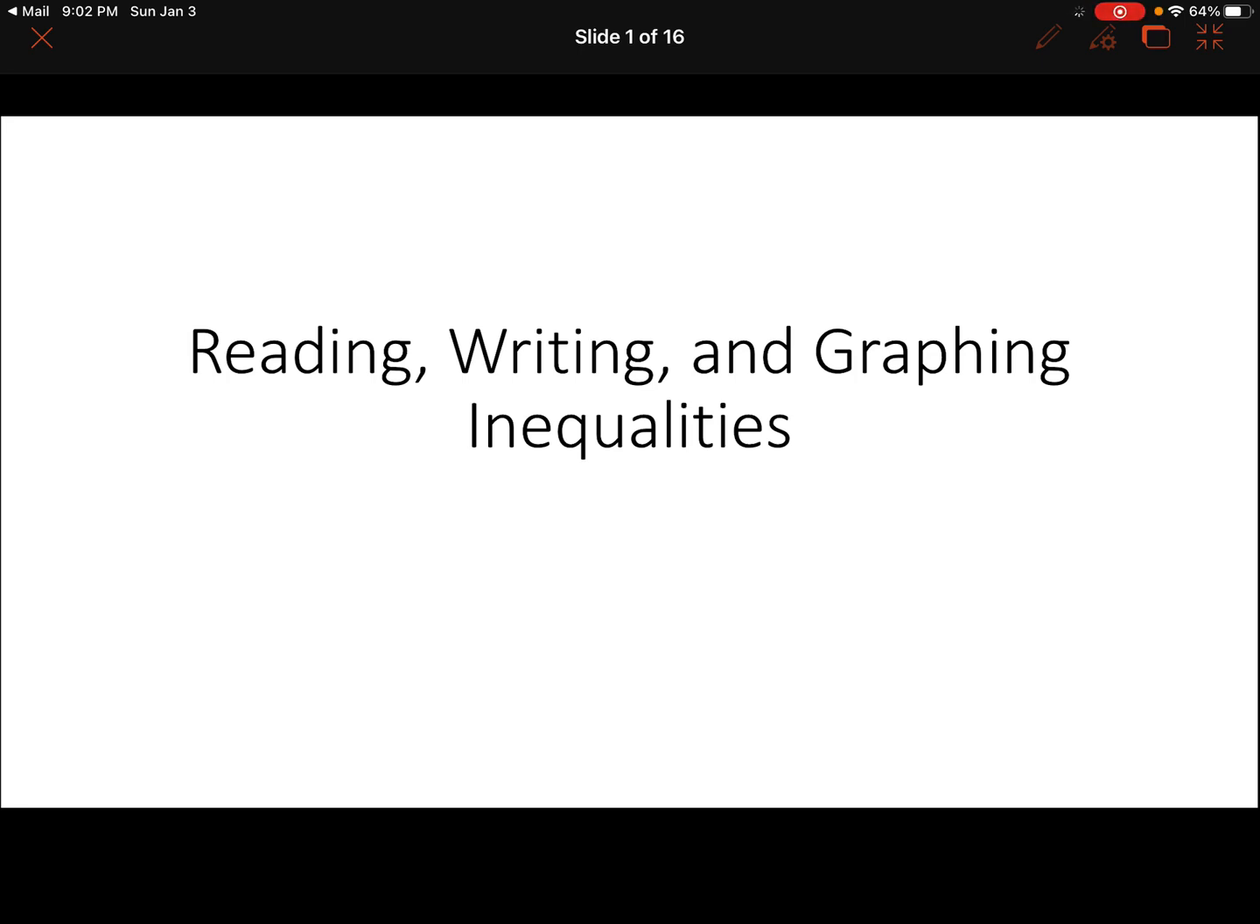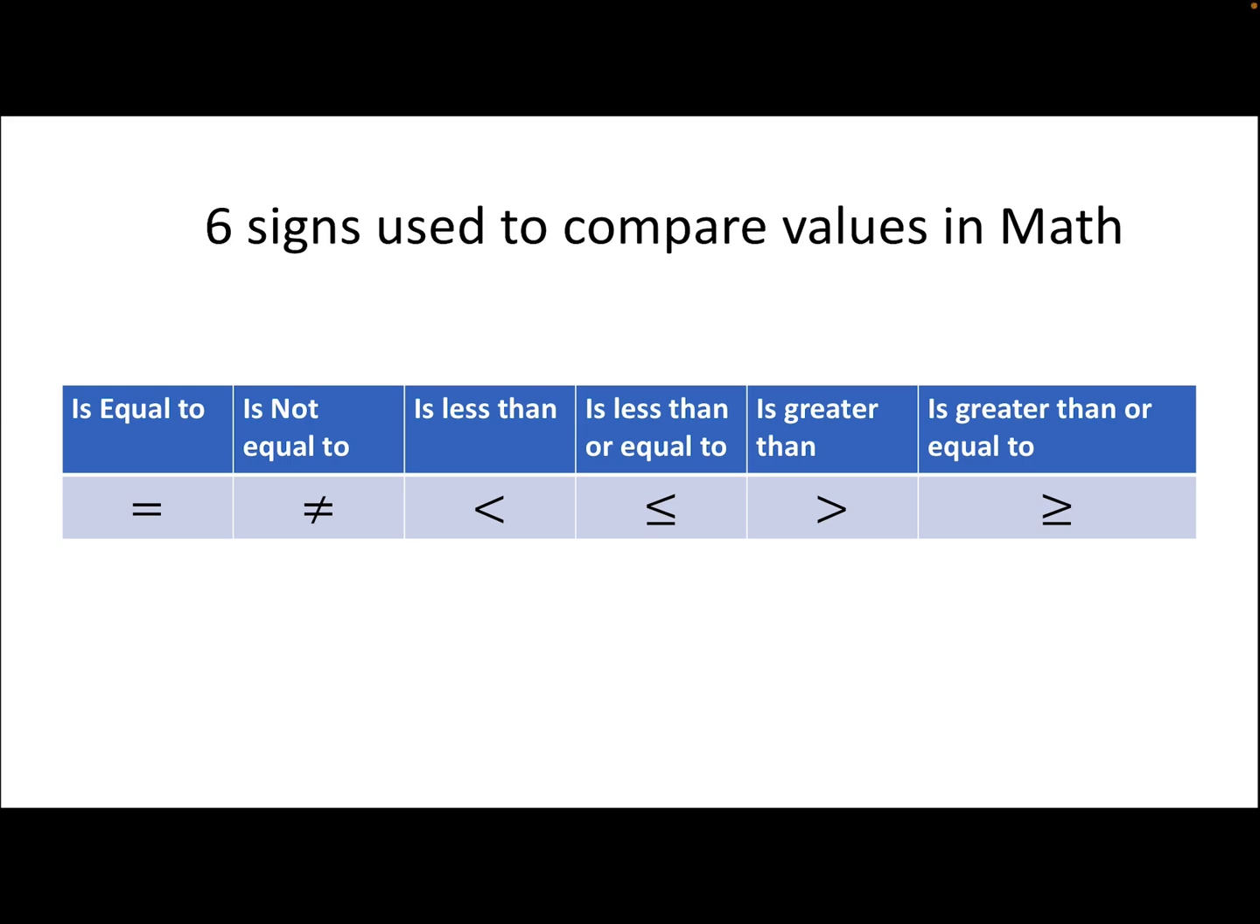Today's lesson is on reading, writing, and graphing inequalities. An inequality is different from an equality symbol. If you notice the two symbols on the left here, these are equality symbols. A number is equal to another number, such as x equals 3. Or a number could not be equal. 3 does not equal 0, for example. These are equality statements. To the right are 4 statements that represent inequalities.